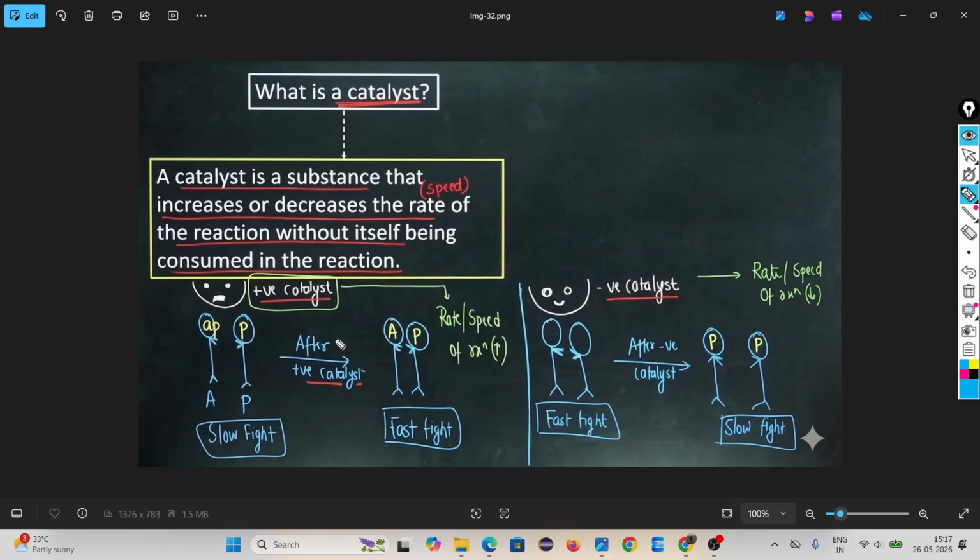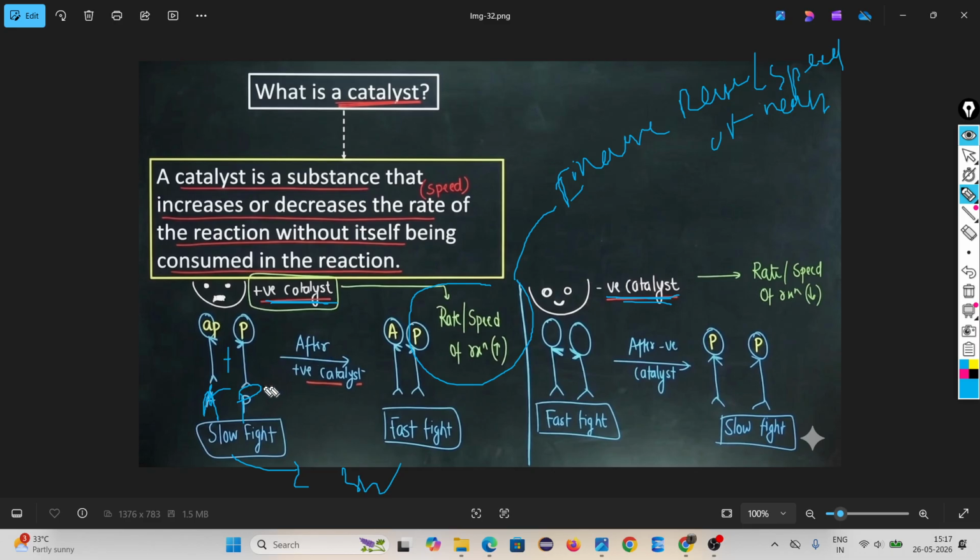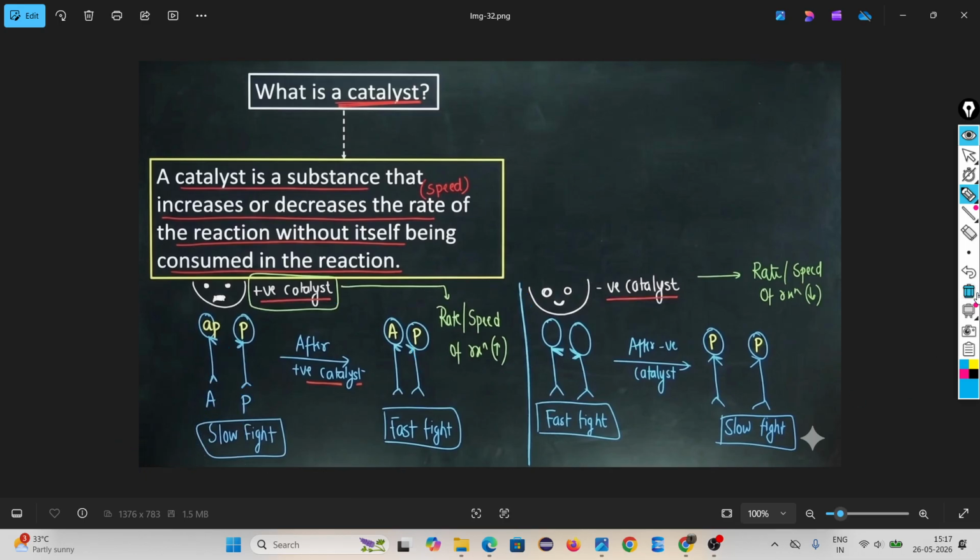How many types of catalyst are there? Two types. One is positive catalyst, one is negative catalyst. So what do you mean by positive catalyst? It increases the rate or speed of a reaction. Suppose A is a substance, P is a substance. This positive catalyst increases the rate of a reaction. Suppose the reaction takes 3 hours, but this catalyst helps to form the product in 15 minutes. Okay. The catalysts are those substances that increase the rate of a reaction.